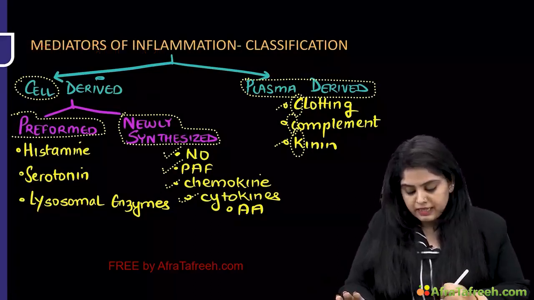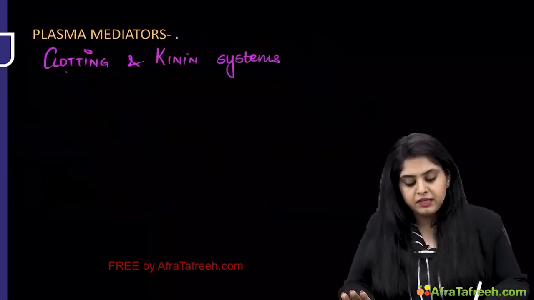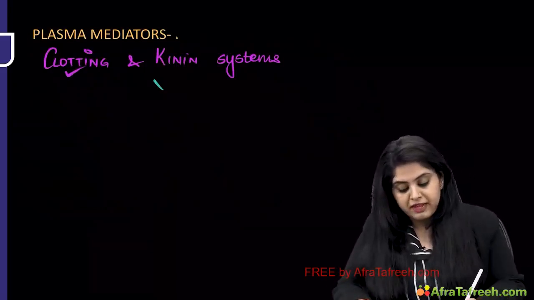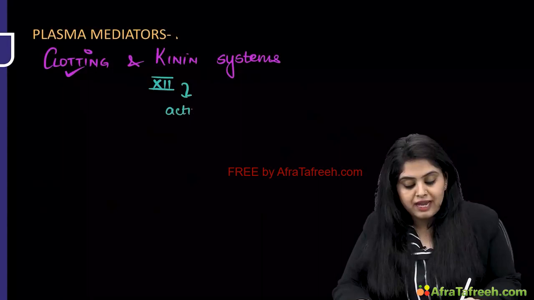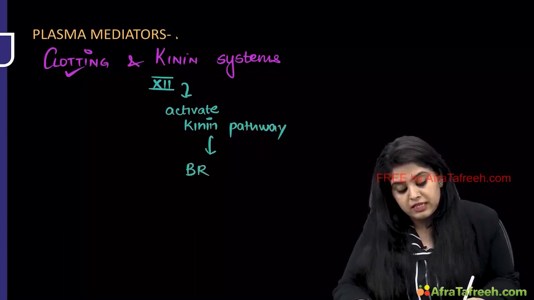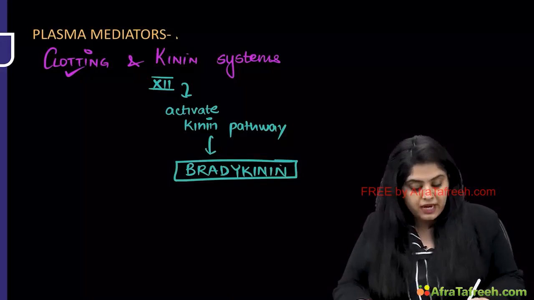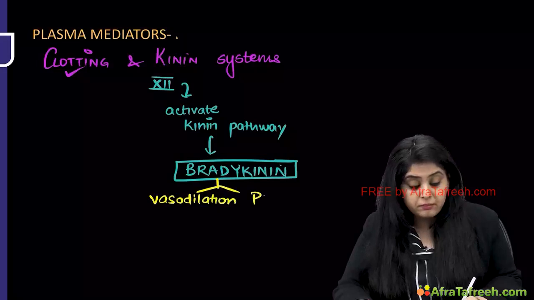What is it about the kinin pathway that you have to know? Please note that in the kinin pathway, common sense lagao that when there is clotting happening, wo to alag se the intrinsic extrinsic pathway you will have, but please remember that factor 12 of the clotting pathway is also going to activate the kinin pathway, resulting in the formation of which kinin? Bradykinin. What does bradykinin do? Very, very important question of the paper. Bradykinin causes vasodilation and bradykinin causes pain.